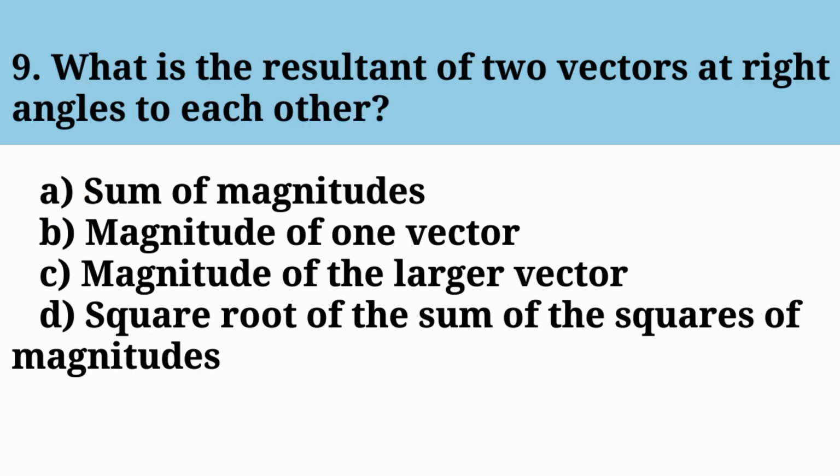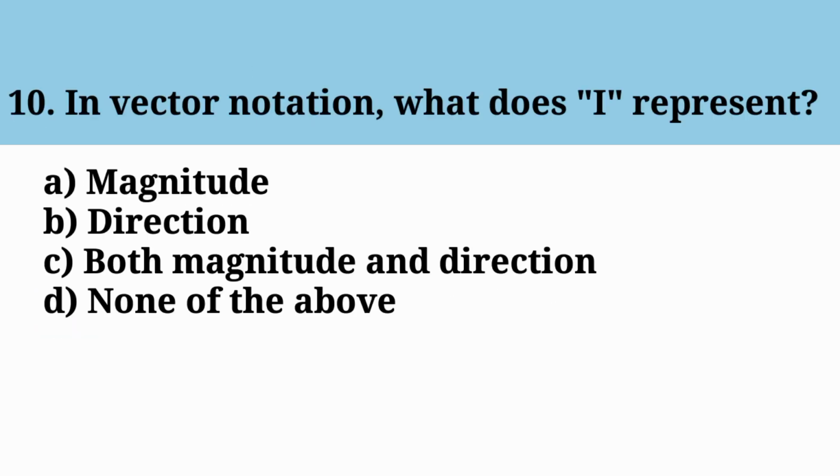What is the resultant of two vectors at right angles to each other? Option D, square root of the sum of the squares of the magnitudes. In vector notation, what does i represent? Option C, both magnitude and direction.